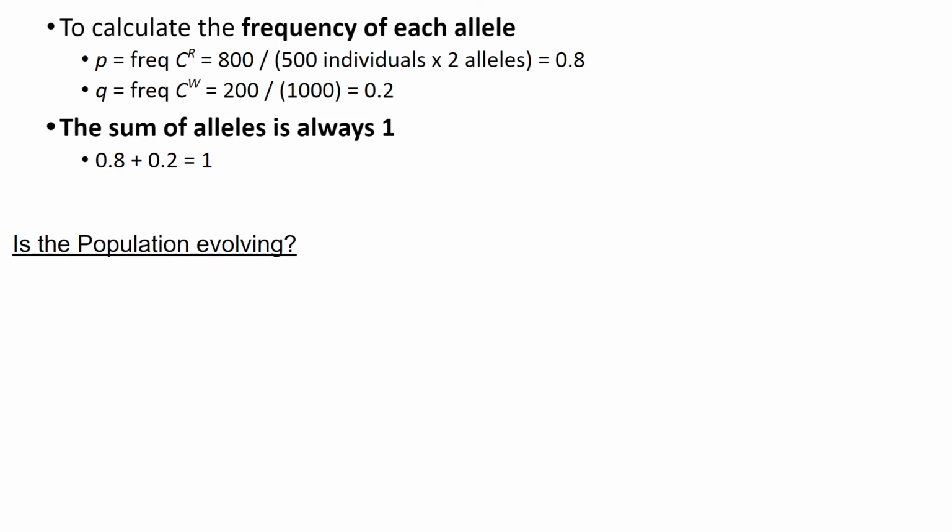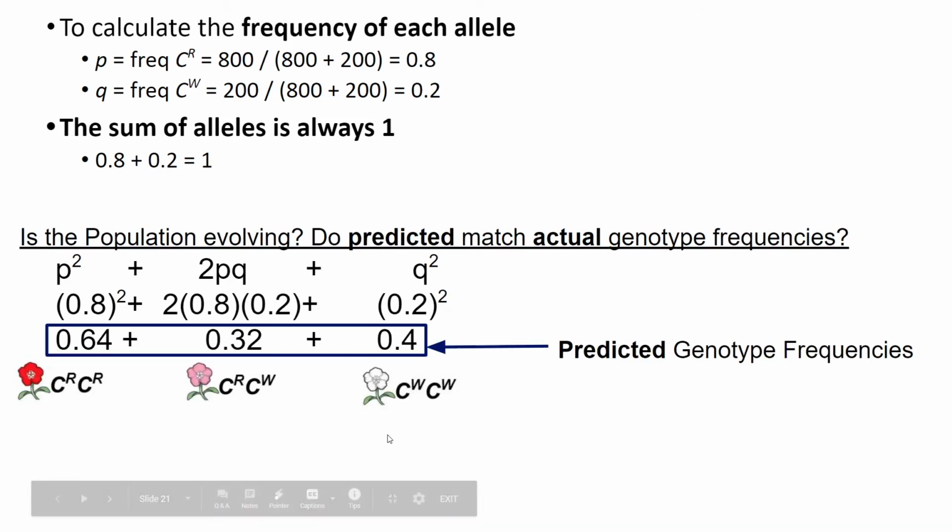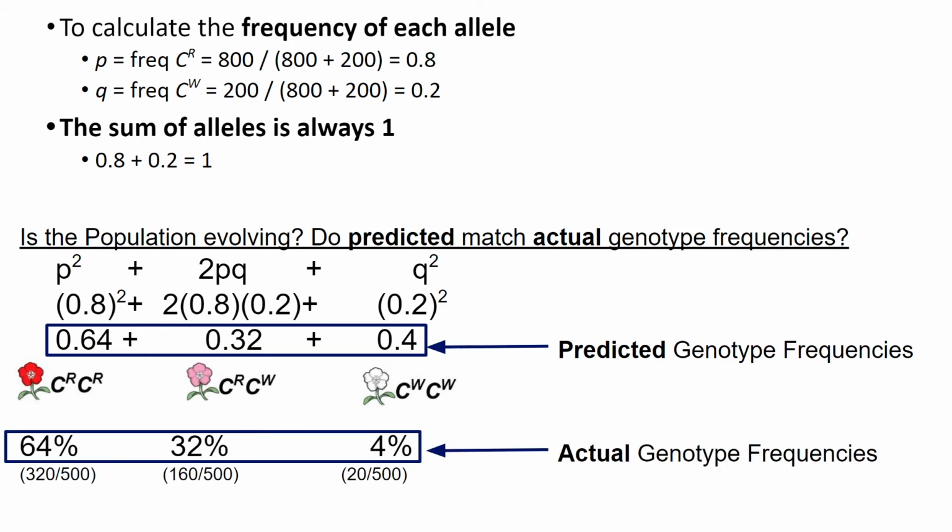So wait a minute. Is this population evolving? Well, we're actually not quite sure yet. Now we need to use these allele frequencies and the Hardy-Weinberg equation to come up with predicted genotype frequencies. If I insert allele frequencies into the Hardy-Weinberg equation and then simplify it, we get the predicted genotype frequencies that we should see if the population is in equilibrium. We then compare those frequencies to our actual genotype frequencies we calculated at the beginning of this adventure.